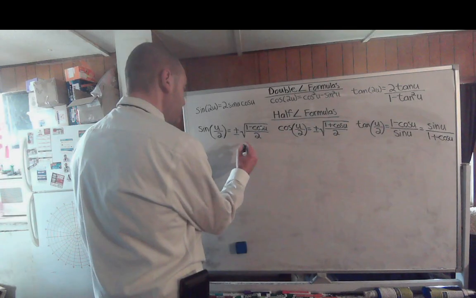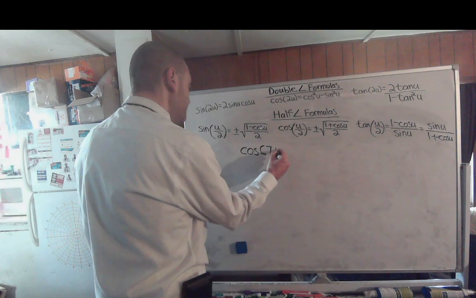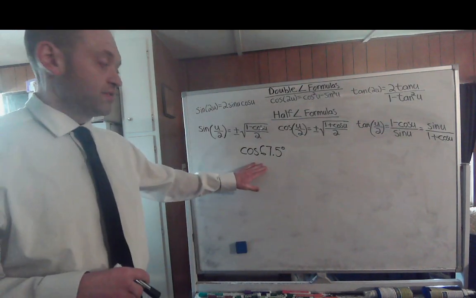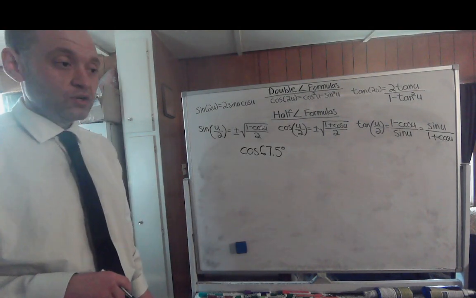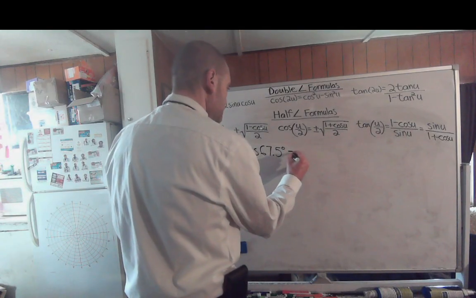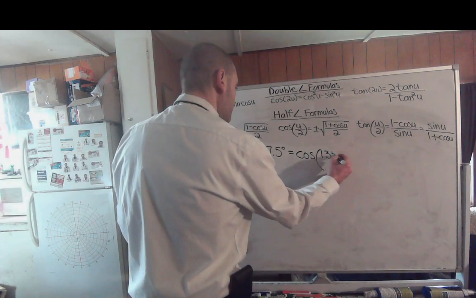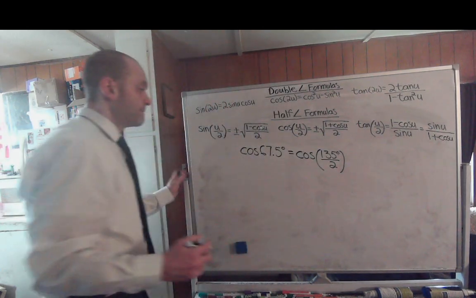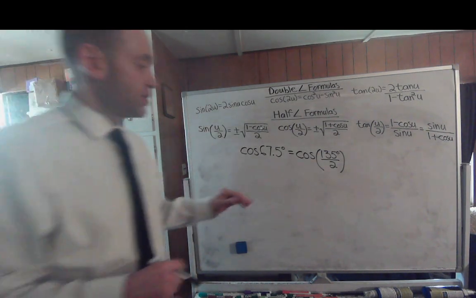Alright, now let's say we were asked to find the cosine of 67.5 degrees. Again, 67.5 itself is not a special angle, but it's half of one. It's half of 135 degrees. So this is going to be the exact same as the cosine of 135 degrees divided by 2.